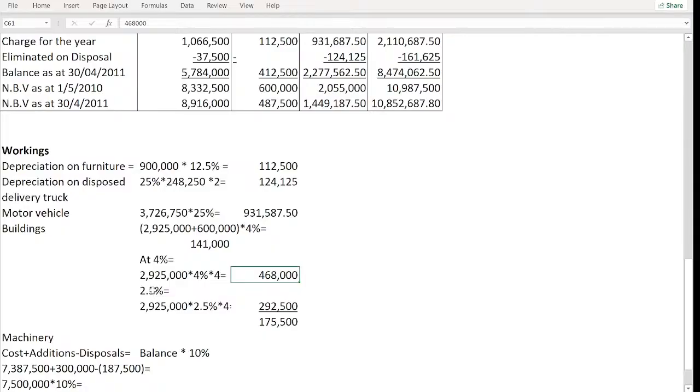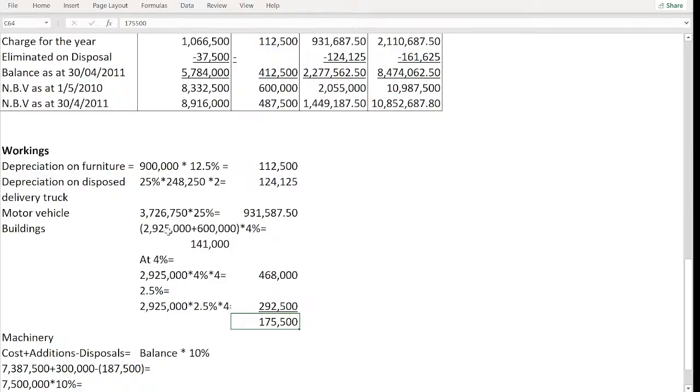But in the question, we are given the depreciation rate as 2.5. So we calculate the same with the 2.5 rate, and we get 295,500. In order to get the correct amount, we have to subtract the adjustment at 4% and the one that we are given at 2.5. We get 175,500.